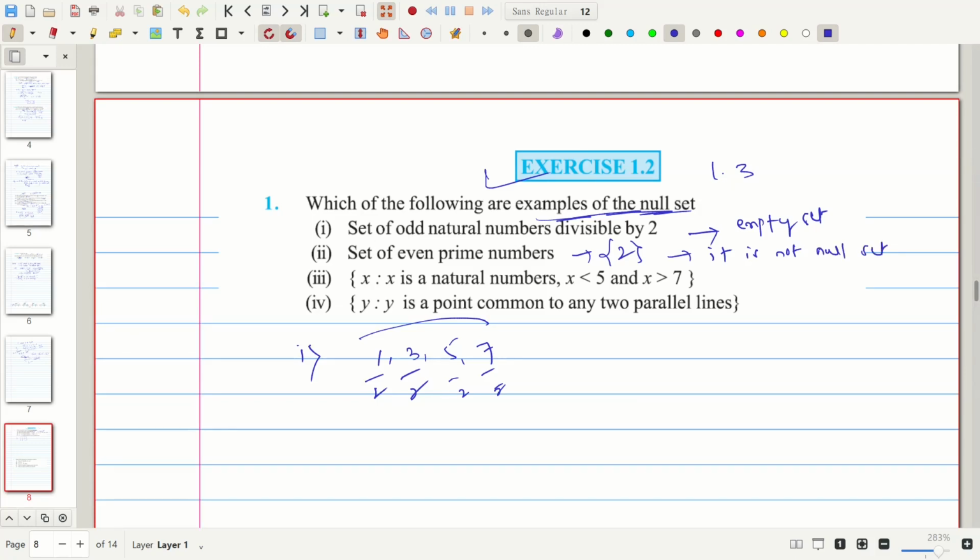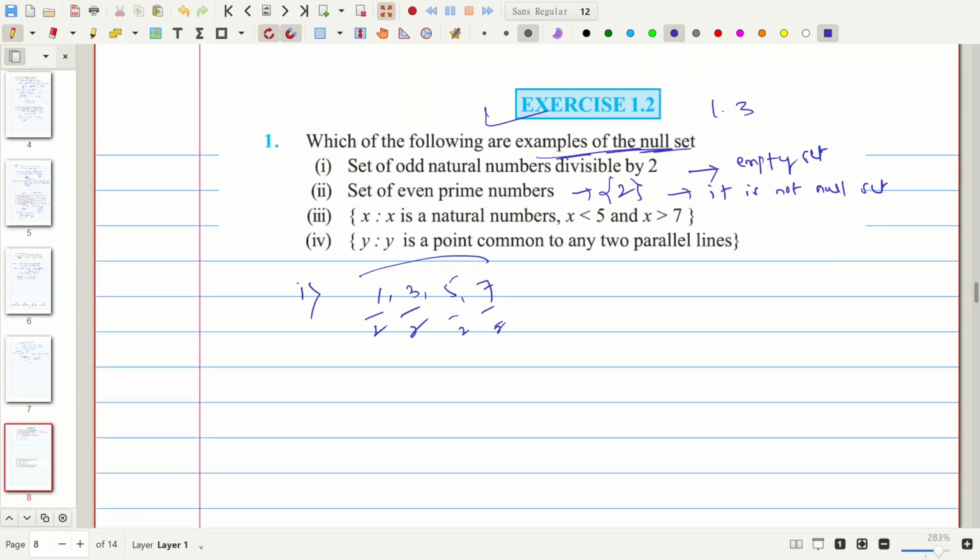In the third example, x is a natural number. Two conditions are given: x is less than 5 and x is greater than 5. There is no natural number that is both less than 5 and greater than 5. Therefore this set does not contain any element, and so it is an empty set.